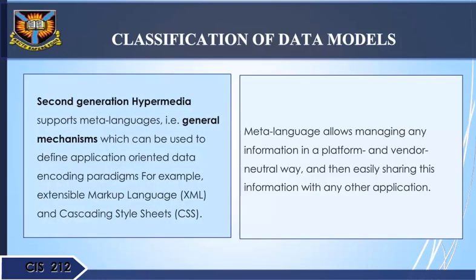Second-generation hypermedia supports meta-language, that is, general mechanisms which can be used to define application-oriented data encoding paradigms. For example, extensible markup language, XML, and cascading style sheets, CSS. Meta-language allows managing any information in a platform and vendor-neutral way, and then easily sharing this information with any other application.